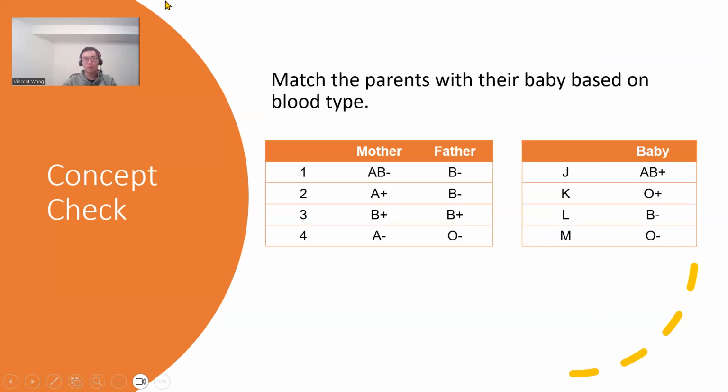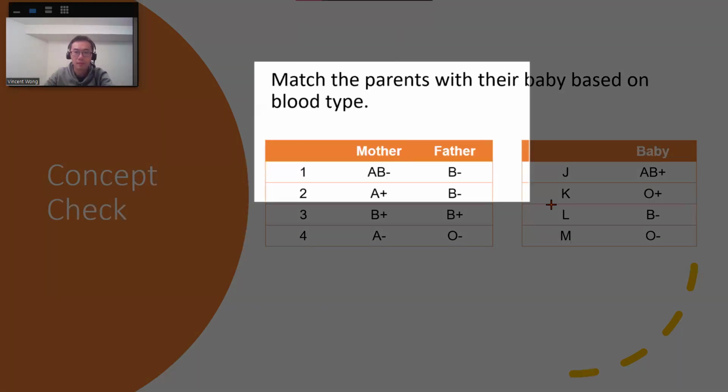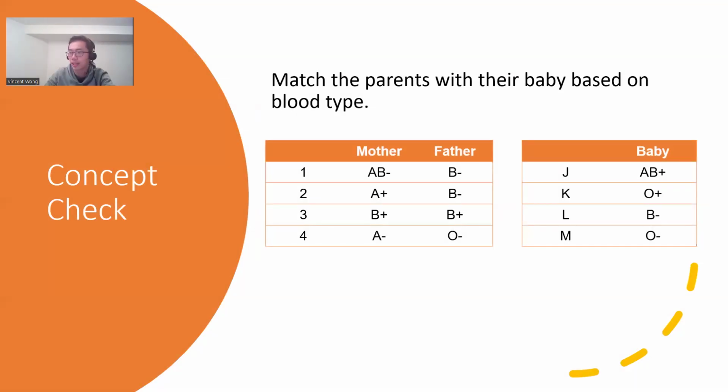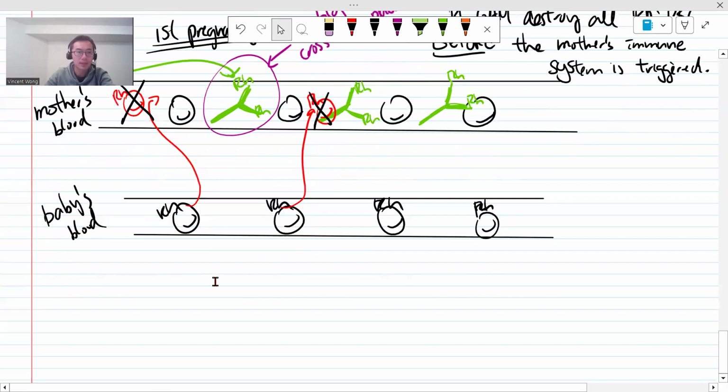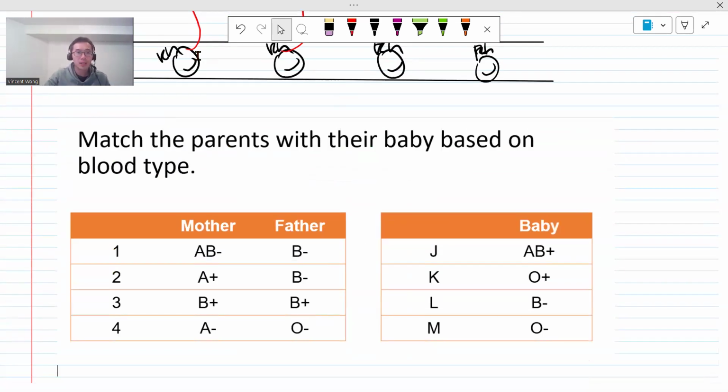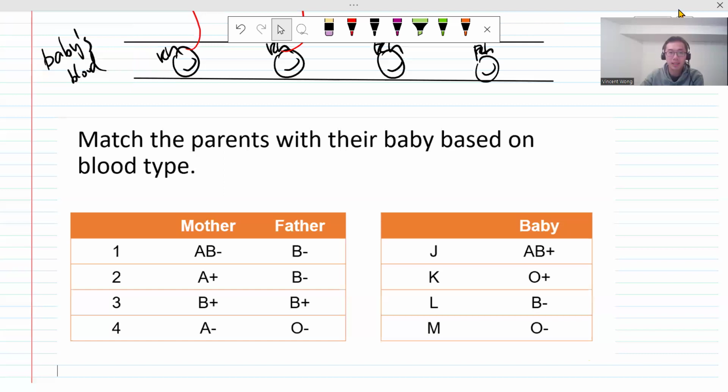Okay, now this one we should do together. This one is very interesting. So let's go over here. Match the parents with their baby based on blood type.